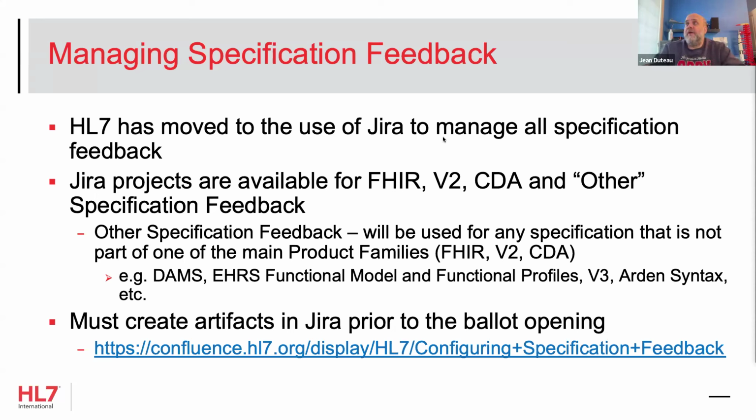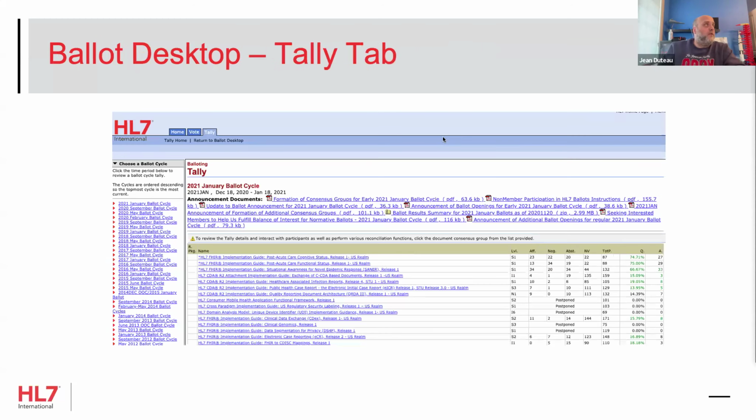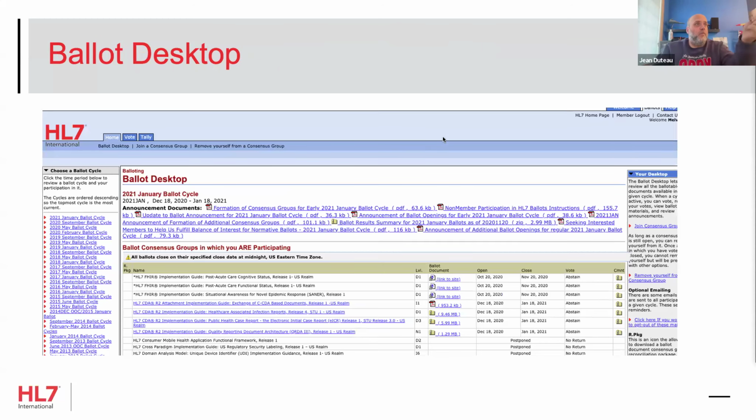Does the ballot desktop require separate subscription other than membership? Nope. In fact, you can see the desktop as long as you are a member. So I'll go to that. This is the desktop, and if you're a member, you get access to it. Even if you're a non-member, you can get access to it because you can pay to join a specific ballot. So if you're a non-member, you can also participate and ballot on something by paying. So if you haven't logged in and you try to go to this page, it says, if you're a member, log in, otherwise go here and you can pay. But if you're an HL7 member, you have access to the desktop.